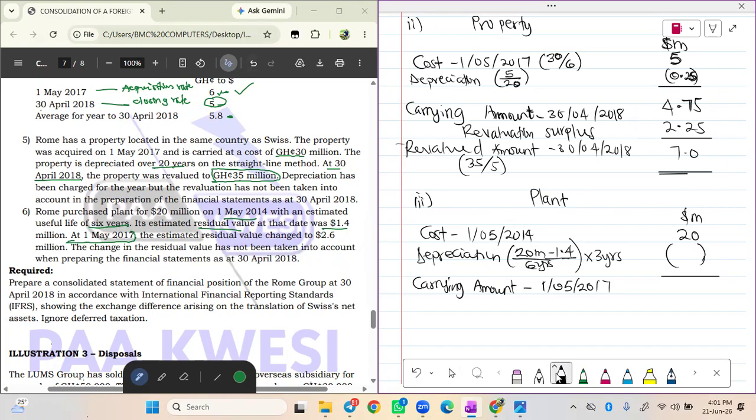Depreciation, please. 9.3. So what will be the carrying amount as at the 1st May 2017? $10.7.